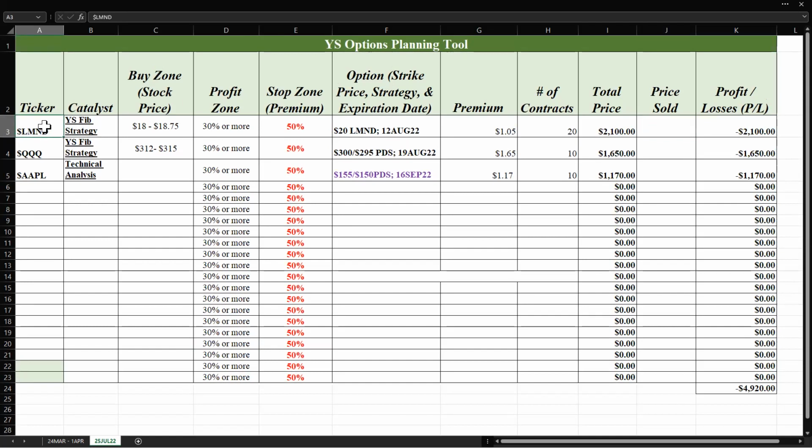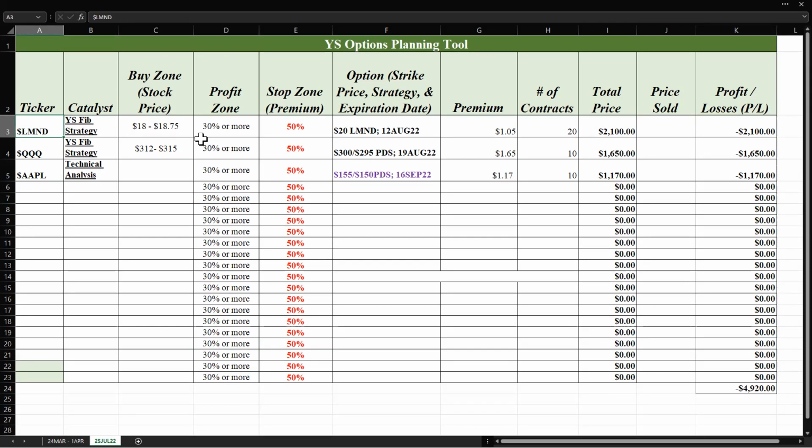Three trades that I'm in right now: Lemonade, the Qs, and I'm actually going to be getting into Apple this upcoming week. So we have several strategies that we use, right? We use the YS Fibonacci strategy, we call it. We use technical analysis, we use unusual options activity, and so on and so forth. But for these two in particular, we're using the Fib strategy, as we call it.